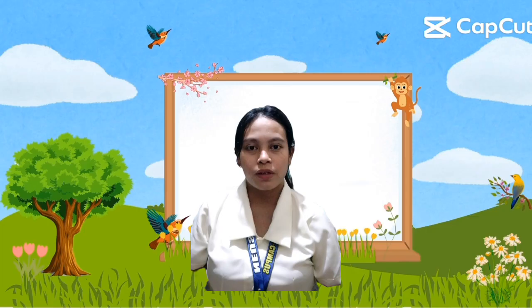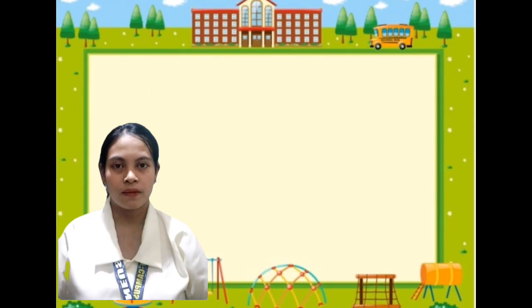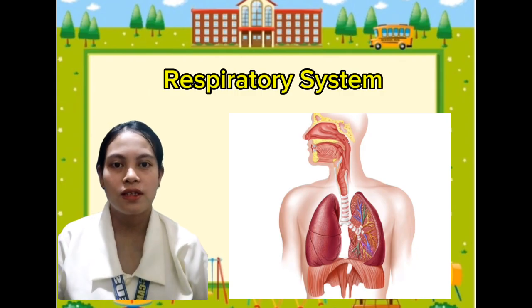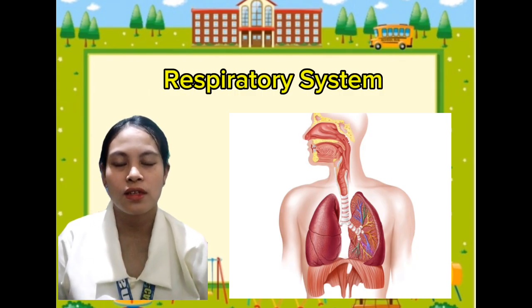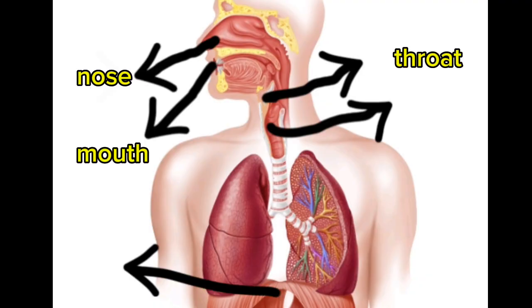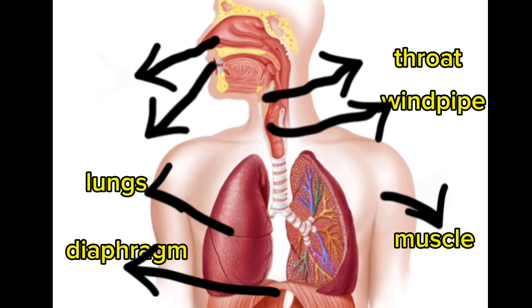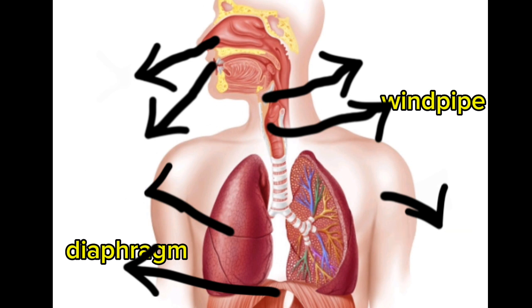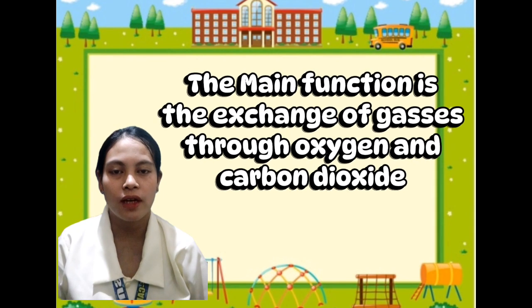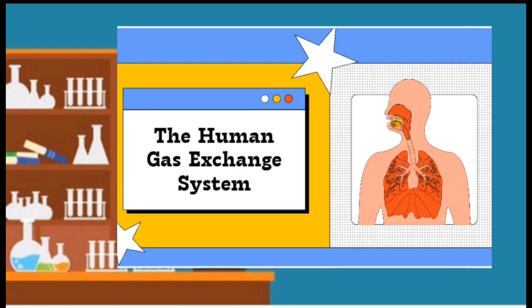So let's move on to our next topic. Our next topic is about the respiratory system. The respiratory system is the network of organs and structures in the body which are responsible for breathing, and it includes the nose, mouth, throat, windpipe or trachea, lungs, and muscles like the diaphragm. The main function is the exchange of gases, oxygen and carbon dioxide. So, here is the short process of the exchange of gas through the respiratory system.